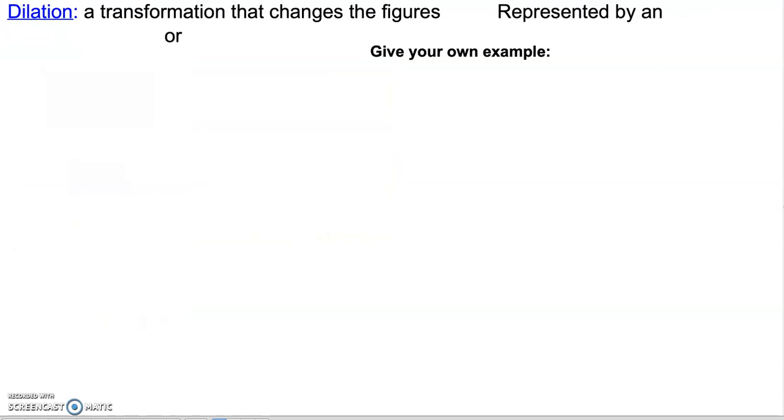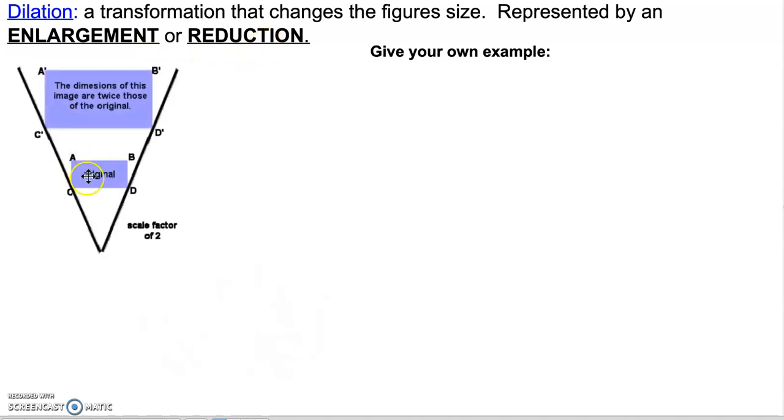Lastly, we have dilation. This is a transformation that changes the figure's size. It's represented by an enlargement or a reduction. An enlargement means that it's going to make the figure bigger. A reduction means it's going to make it smaller. So for example, if we start with this original rectangle here, with a scale factor of 2, we're going to make that rectangle larger.